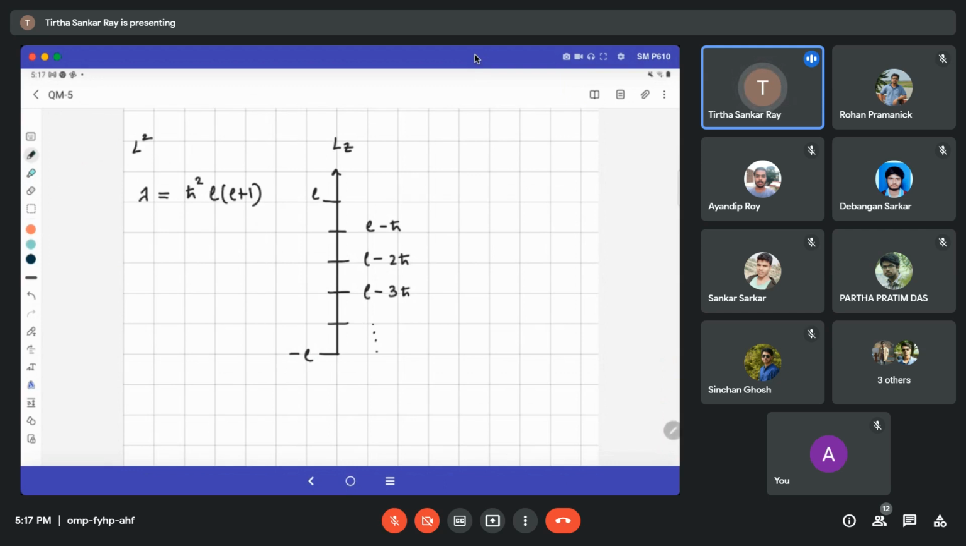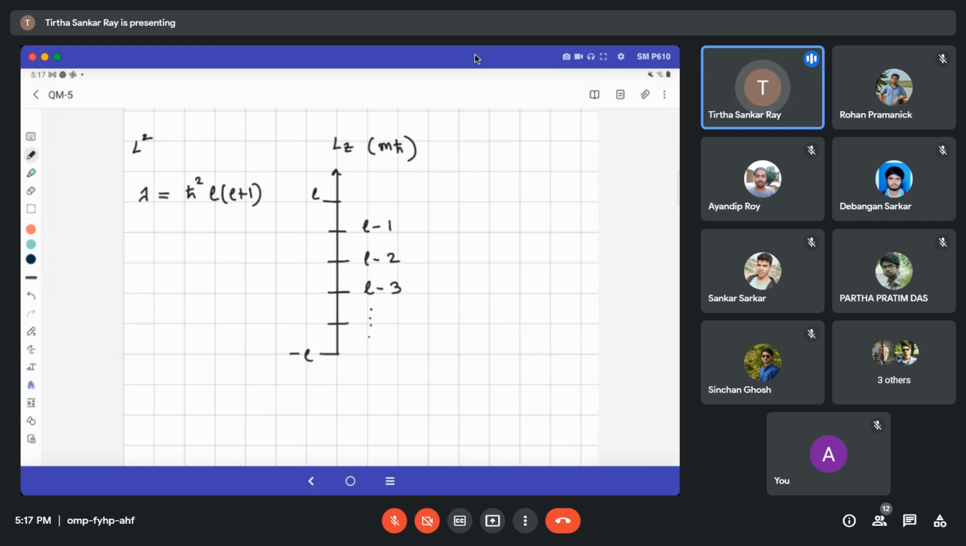Sometimes, by convention, these eigenvalues are represented not by mu but typically using something called m. Should I use m? Maybe we should use m. So the corresponding eigenvalue here is going to be written as m h cross. And in that case, wait, this is not consistent. So the way I should write this is, sorry, this is L minus 1, this is L minus 2, this is L minus 3, and so on. This is how the value is.